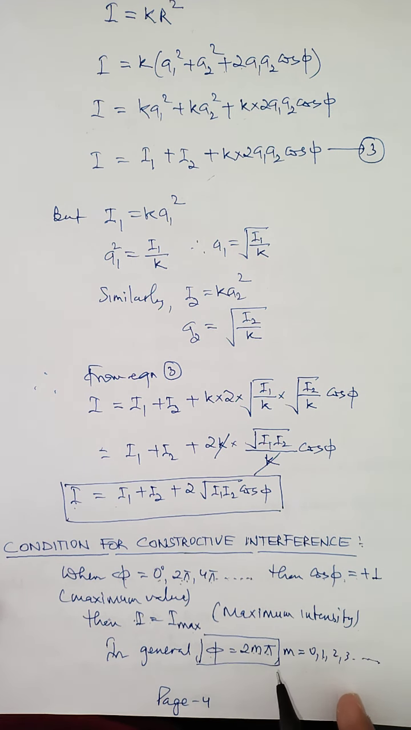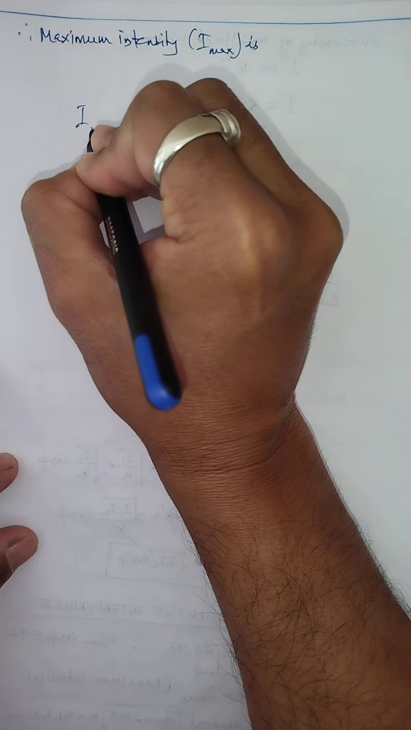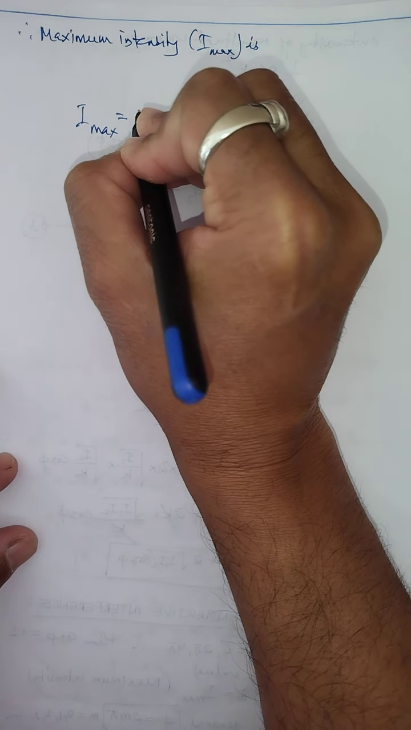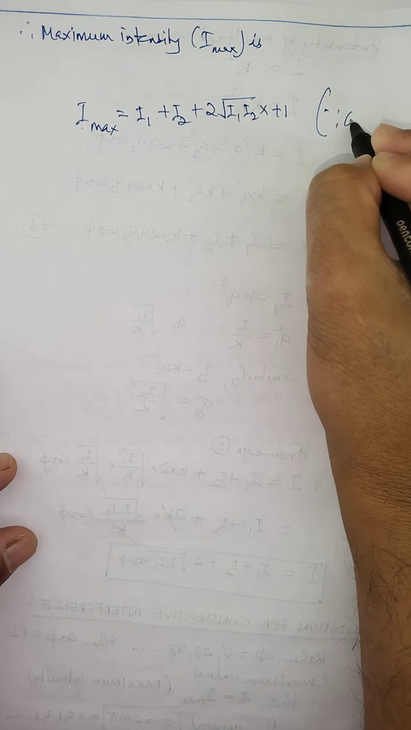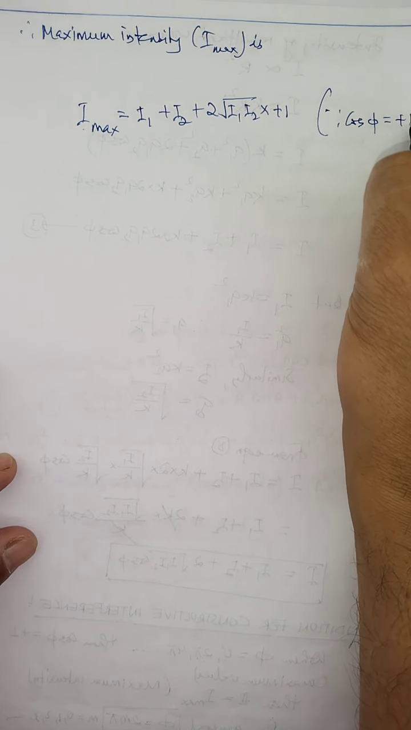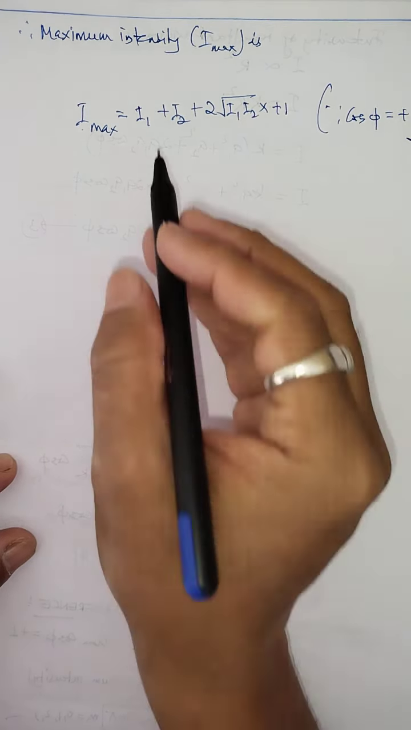And this maximum intensity, that is I max, is given by the relation I max equals I1 plus I2 plus 2 square root of I1 I2 into cos of phi, which is how much? Plus 1. That means I becomes I max when cos of phi is plus 1. And this is the relation that measures the maximum intensity.